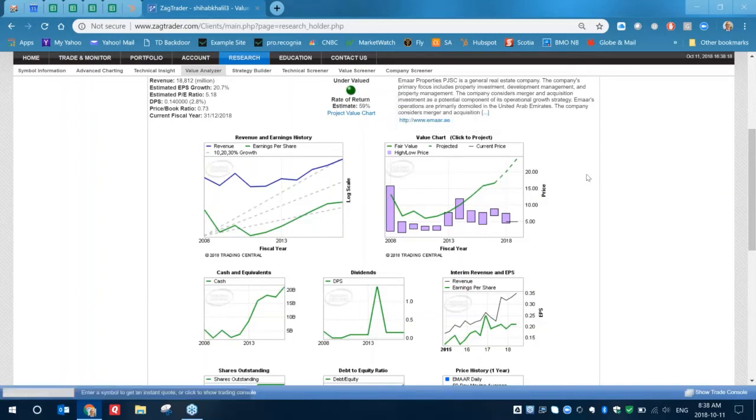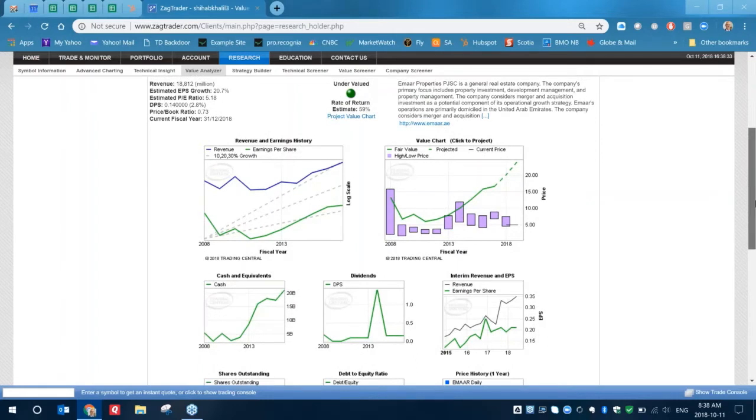So the idea would be that if the price is right on that green line, the stock is fairly valued. If the stock is above the green line, it's overvalued. And if it's below the green line, it's undervalued. So right now we're trading well below that green line. So according to the principles of value investing, we believe that this particular stock is looking undervalued. So it gets the green traffic light.